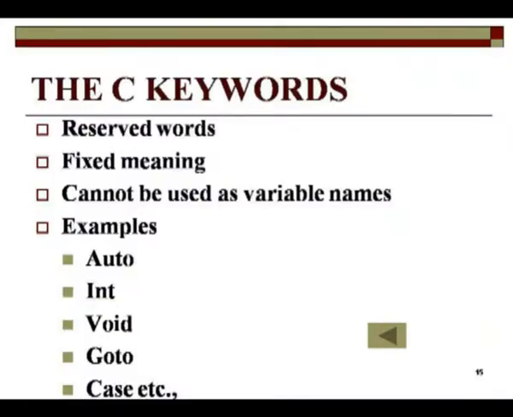Now, there are certain examples. There are plenty of keywords in C. Around 20 to 25 keywords are available in C. I have just listed a few for your information, the most commonly used keywords in C.